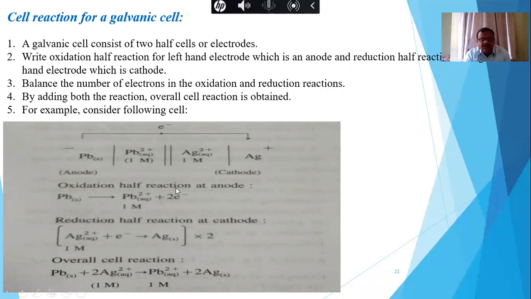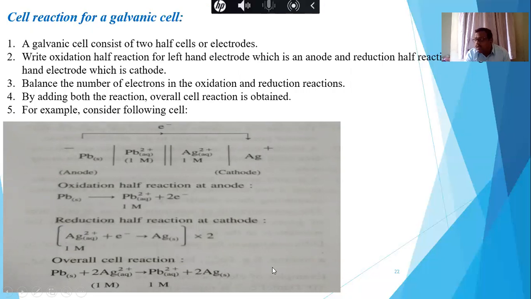The cell reactions are represented as follows. The oxidation half reaction, where electrons are lost: Pb gives Pb2+ plus 2 electrons. In the reduction half reaction, where electrons are accepted, Ag+ accepts an electron to give Ag. The reaction is taken twice for Ag. So the overall reaction is Pb plus 2Ag+ gives Pb2+ plus 2Ag.